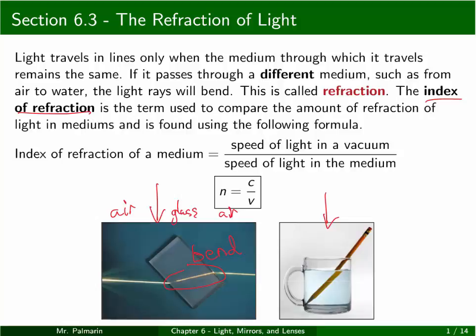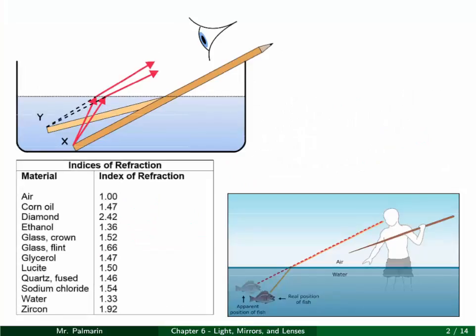So it's a unitless idea, and it's basically defined to be the speed of light in a vacuum over the speed of light in a medium. In other words, our control, or everything is in reference to a vacuum. Okay, so that fraction will give us a baseline to work from.